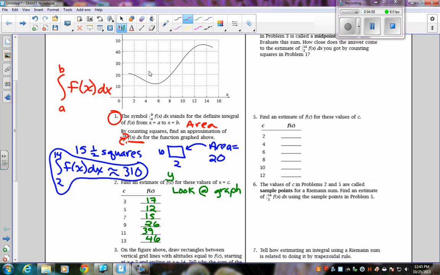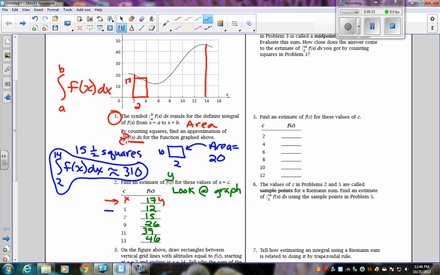I'm going to start at 2 and end at 14, and I'm going to have rectangles. When x is 3, y is 17, so the height of this first rectangle should be 17. I'm going right in the middle of the x values between 2 and 4, and there is my rectangle. My height was 17, and of course my width, I can see, is 2. Knowing that, I should be able to find the area of that rectangle.